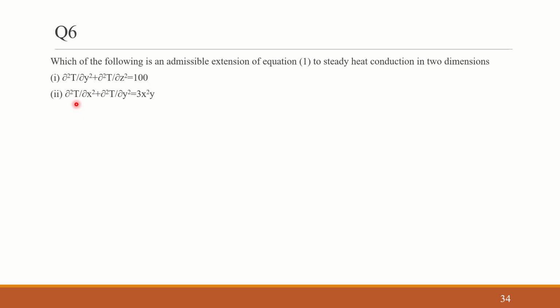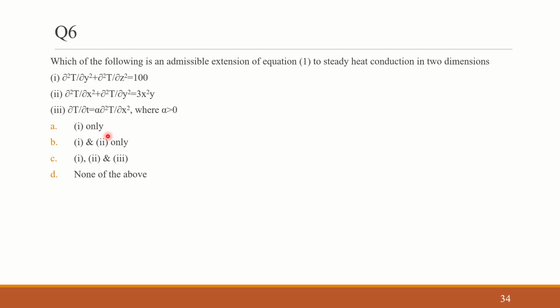Option 2: del square T by del x square plus del square T by del y square is equal to 3 times x square y. Third one: del T by del t equal to alpha times del square T by del x square, where alpha is greater than 0. Option A is 1 only. Option B is 1 and 2 only. Option C is 1, 2 and 3. Option D is none of the above.